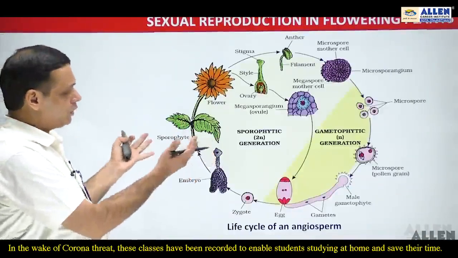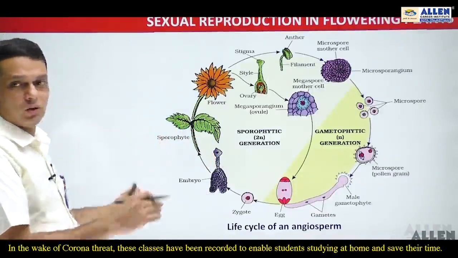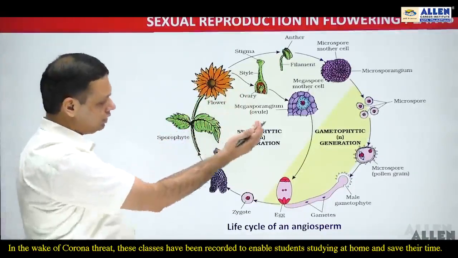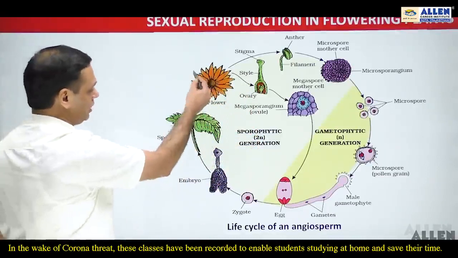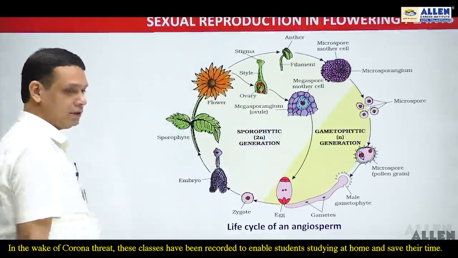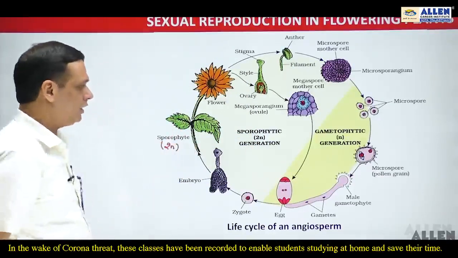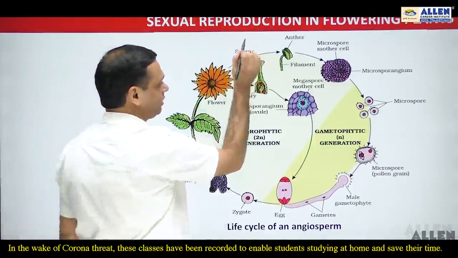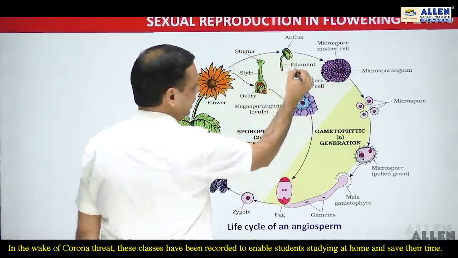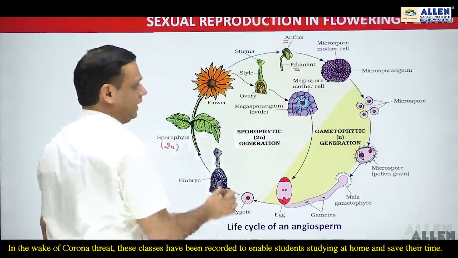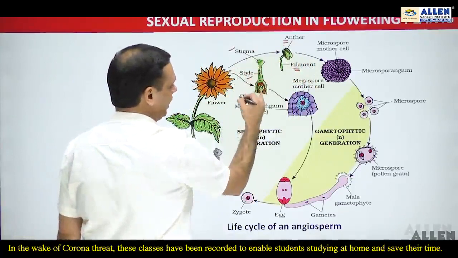So this is the complete overview of the life cycle which we have discussed in the whole chapter, showing how the life cycle proceeds in the angiospermic plant. Suppose this is the sporophytic plant of angiosperm, which means a diploid plant body. This flower contains the male reproductive part, the stamen, which has filament and anther, and it contains the carpel, which has the stigma, style and ovary.